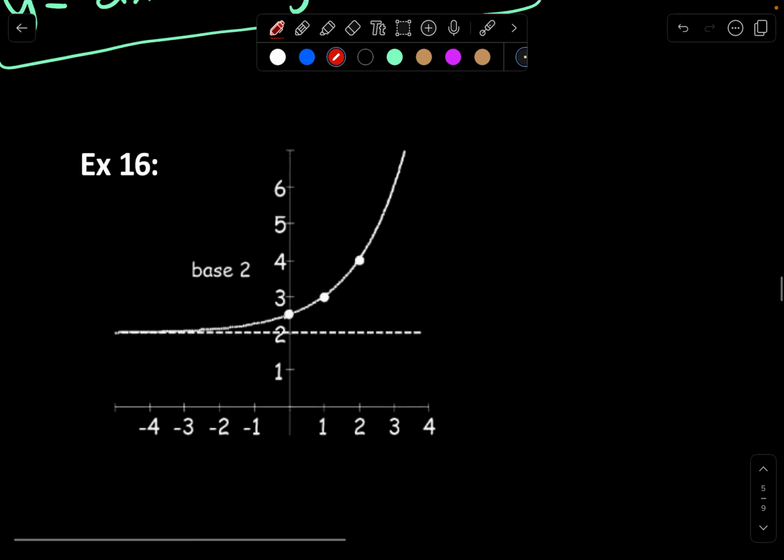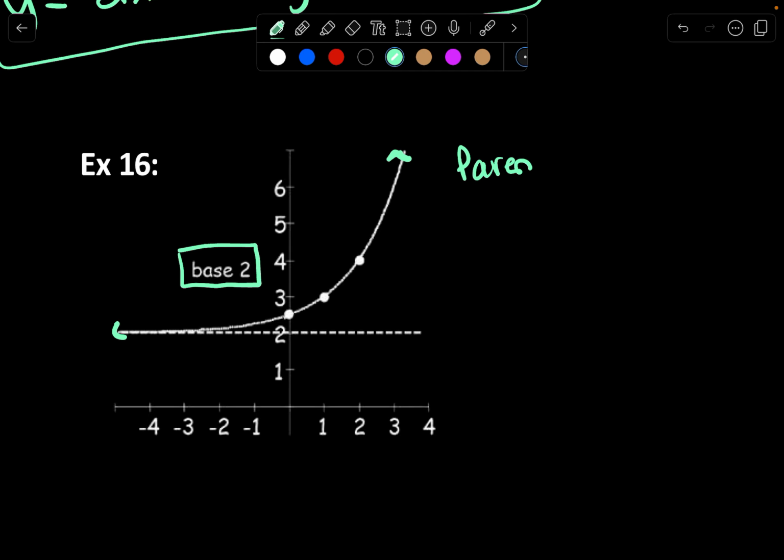All right, example 16. This is an exponential function. These can get a little tricky, so we always tell you what the base is, all right? If we tell you the base, that's going to be your parent function. If you do not see the base, that means it's going to be e. So the parent function for this one is y is equal to 2 to the power of x.